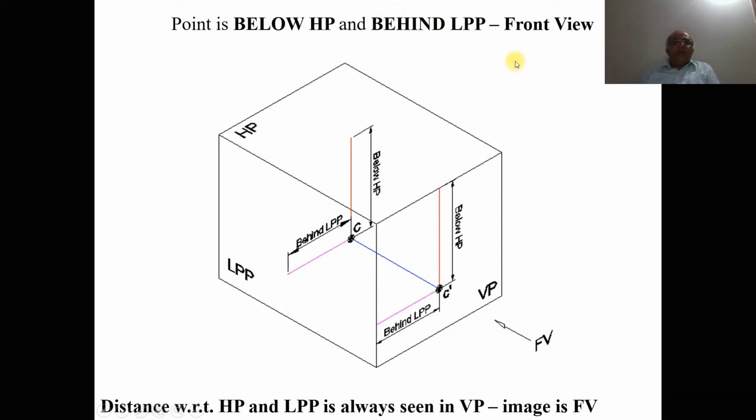When we analyze this individually, when you look from the front view, we can see the distance below HP and behind LPP. That is what we have seen here. The behind LPP distance is seen in the vertical plane, and below HP is also seen in the vertical plane. So that is the front view. The distances with respect to HP and LPP are always seen in the vertical plane. Since the image is on the vertical plane, you get this image only when you look from the front view. Therefore it is C dash.